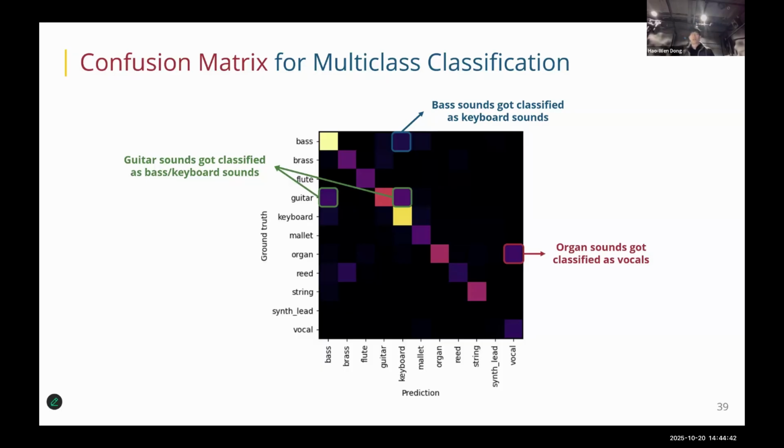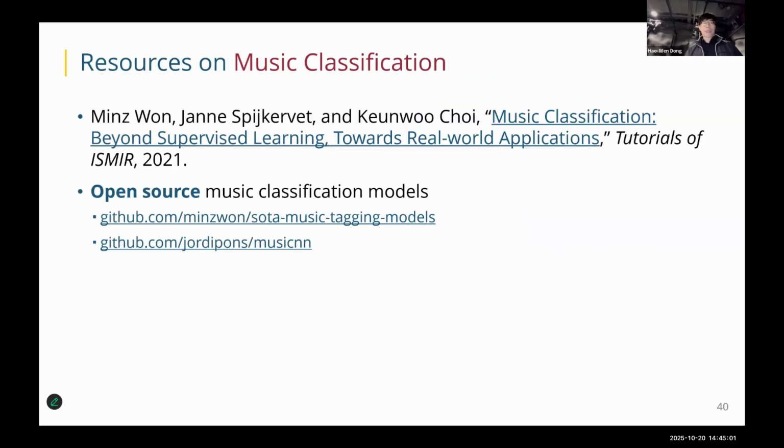And organ sounds got classified as vocals. This is interesting because if you look at flute, organ, and vocal, those are more wind-instrument-like, and in this case the vocal is synthesized, not real vocal. So these are sort of airy sounds, and it could sound more like organ.